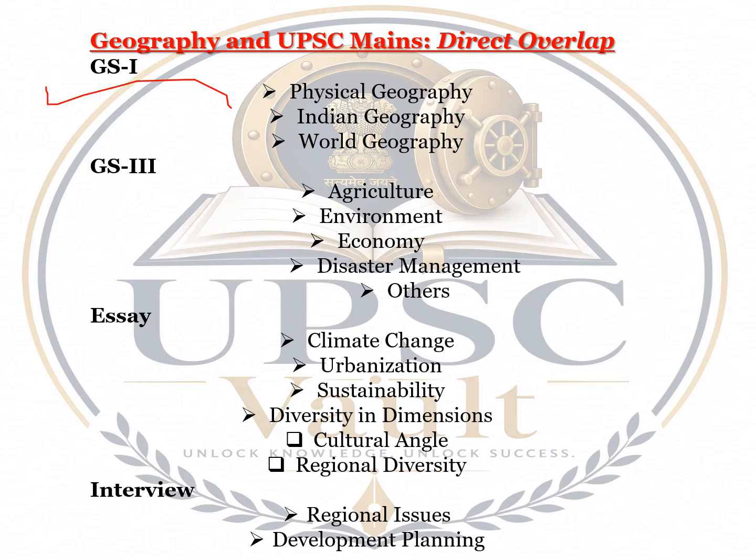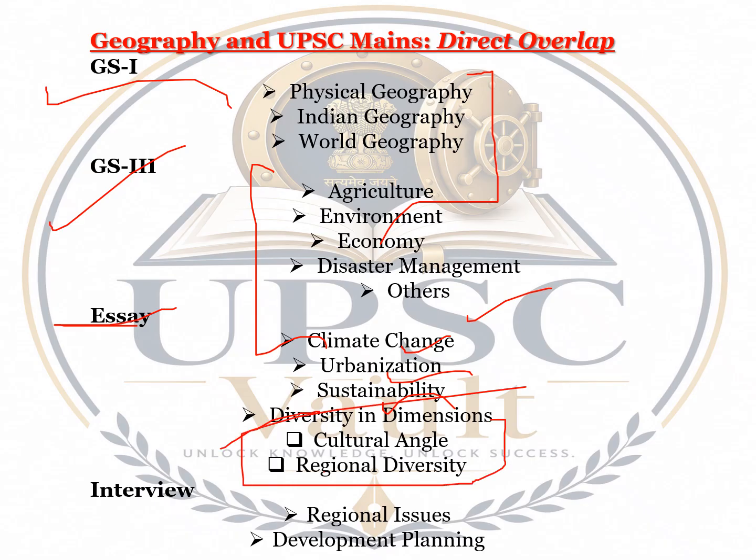GS1 geography is directly included in the form of physical geography, Indian geography and world geography. In GS3 it connects with agriculture, environment, economy, disaster management and other portions like science and tech a bit, although still it is covering. In the essay, you can relate it with climate change, urbanization, sustainability, diversity in dimensions. You can write about the cultural angle. For example, you can provide regional diversity or regional examples, like what is happening in USA, what is happening in India.